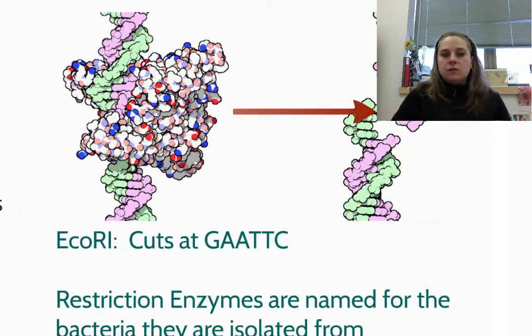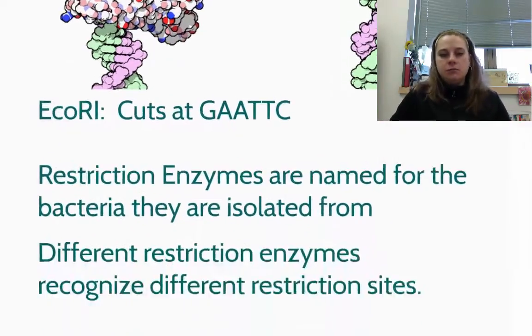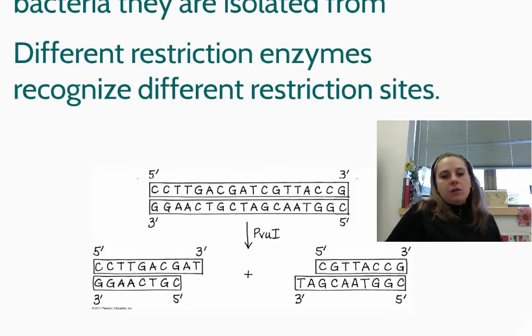Here it is in a space-filling model of EcoR1 wrapping around the DNA molecule. It reaches right in and cuts it, which is kind of cool. All of the restriction enzymes that we have found and isolated are named after the bacteria that they come from, as well as the number in sequence that they were found. So EcoR1 is the first restriction enzyme found in E. coli.